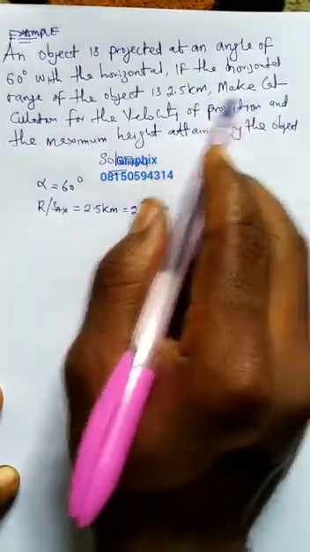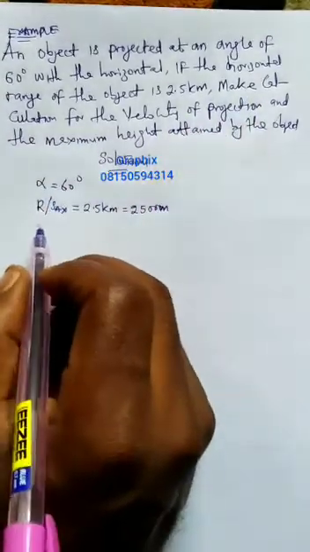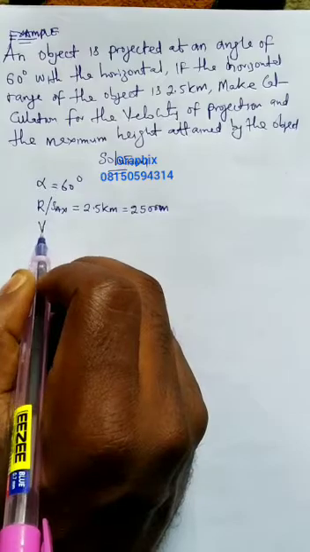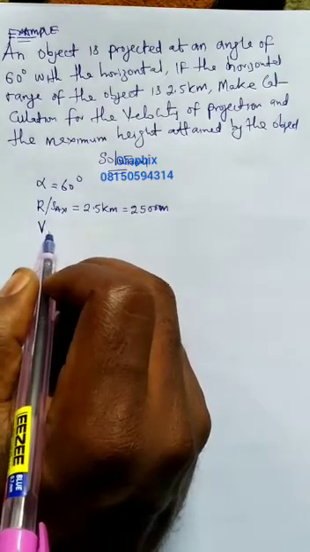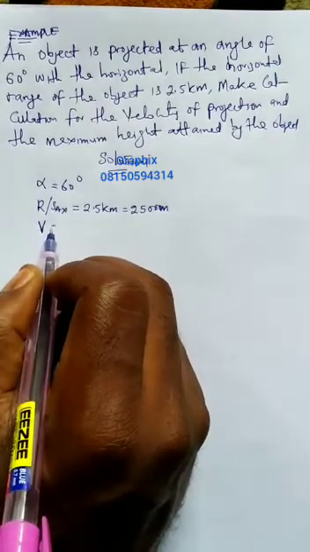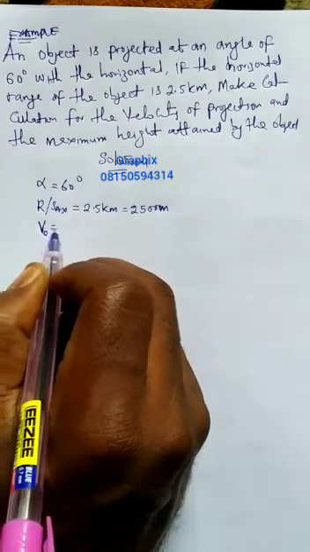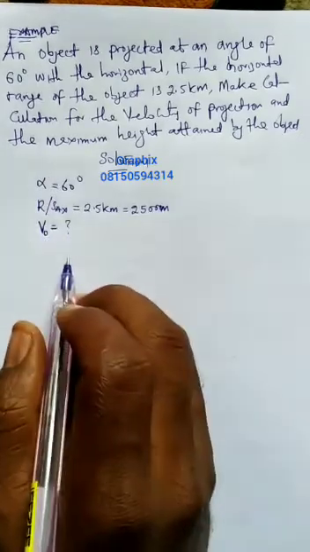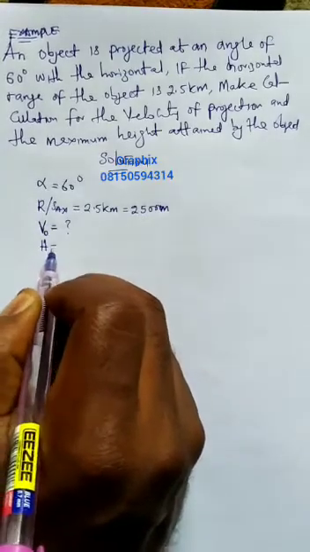Now, same calculation for the velocity of projection. So we should look for what? V. Right? So we're looking for the velocity of projection. That is our V0, initial velocity. And what? The maximum height, H.